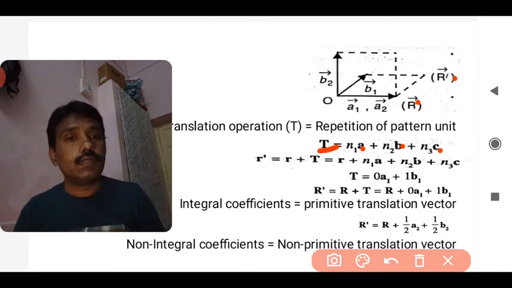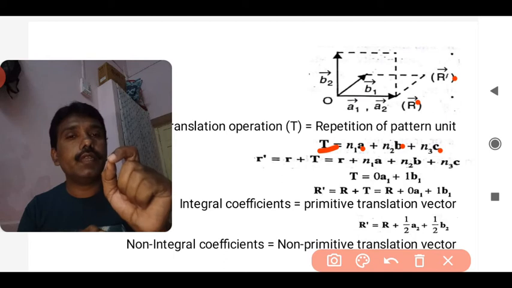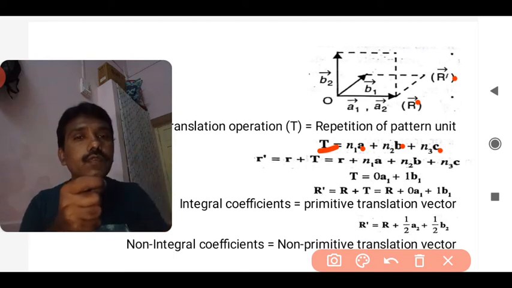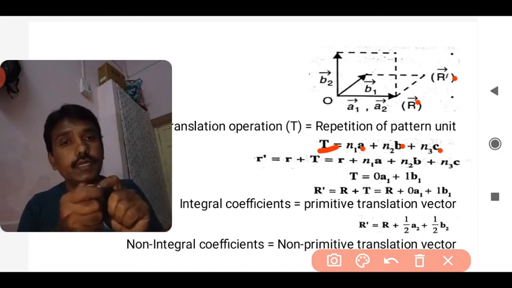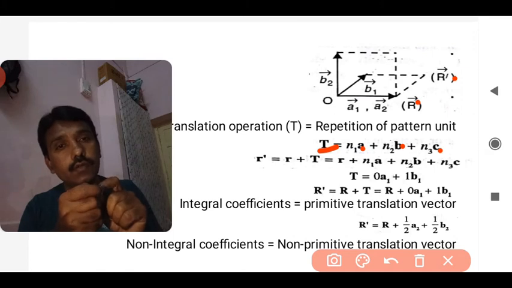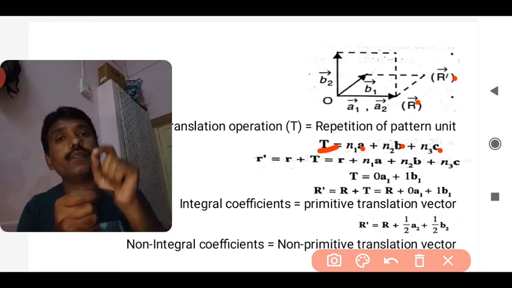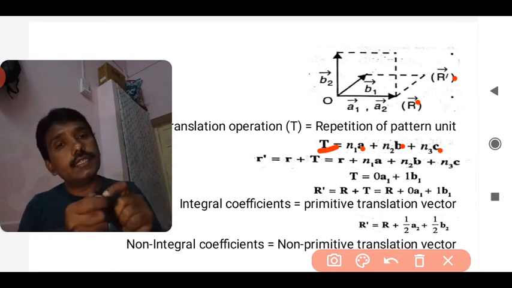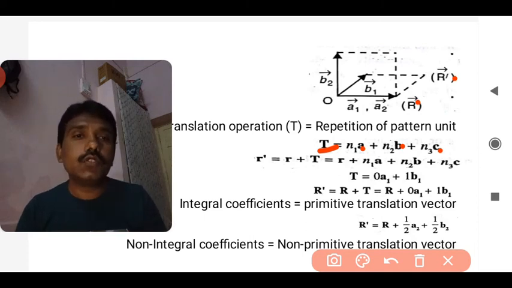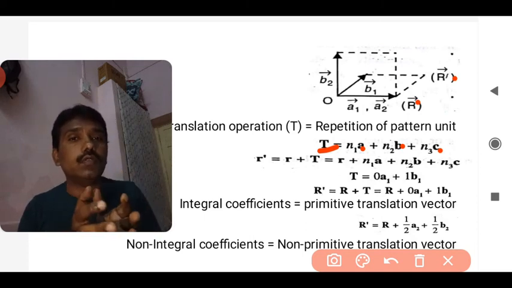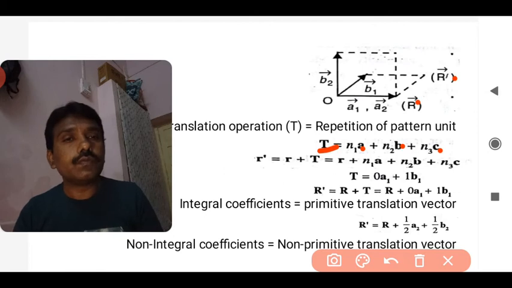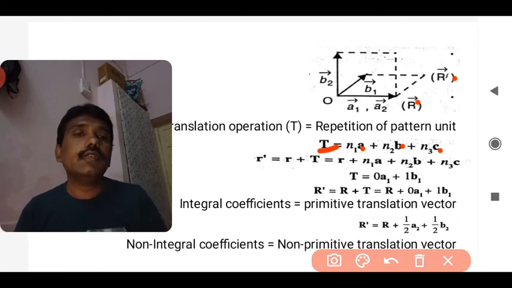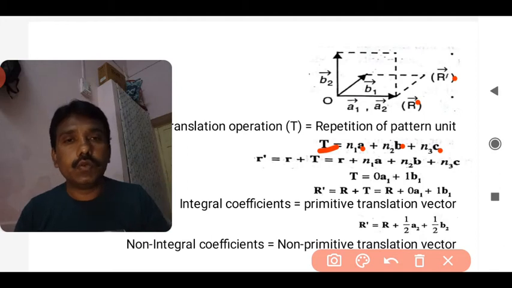Whatever the first point is, if I take any point as an origin, then along the x-axis from it, the first atom gives your a vector. From the same origin point, along the y-axis, that is your b vector, and along the z-axis, that is the c vector. This is the small pattern unit that is going to be repeated, and that is called translation, where n1, n2, n3 are integers.